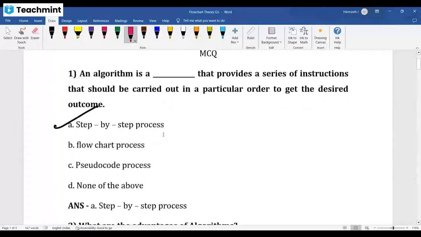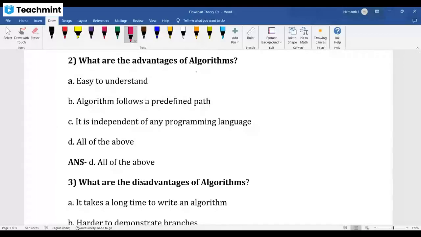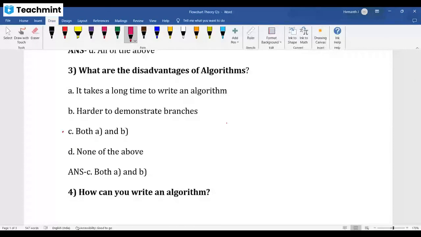You can just go through the advantages of algorithms, which we just discussed. Easy to understand, independent of any programming language, and it follows a predefined path. Disadvantages we discussed: hard to demonstrate, and it takes a long time to write an algorithm.